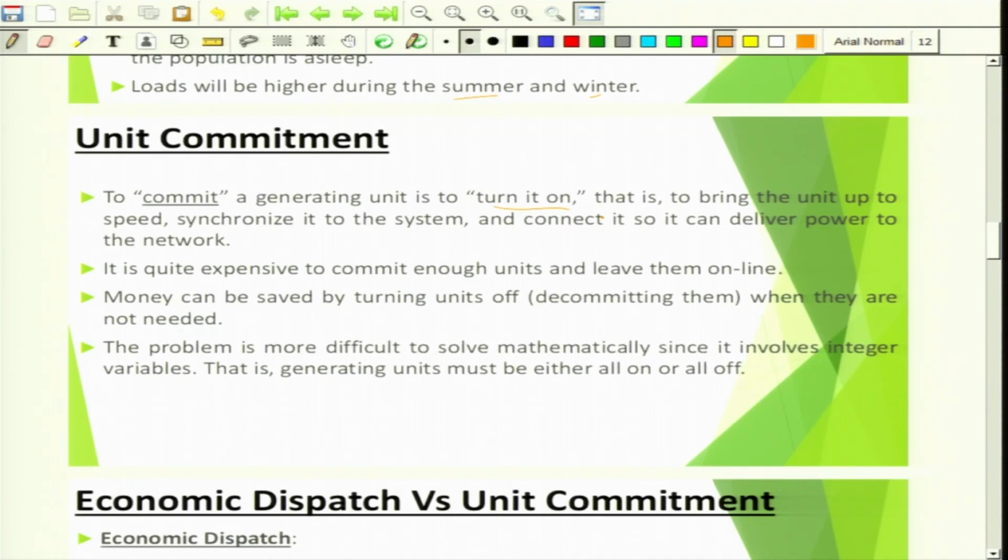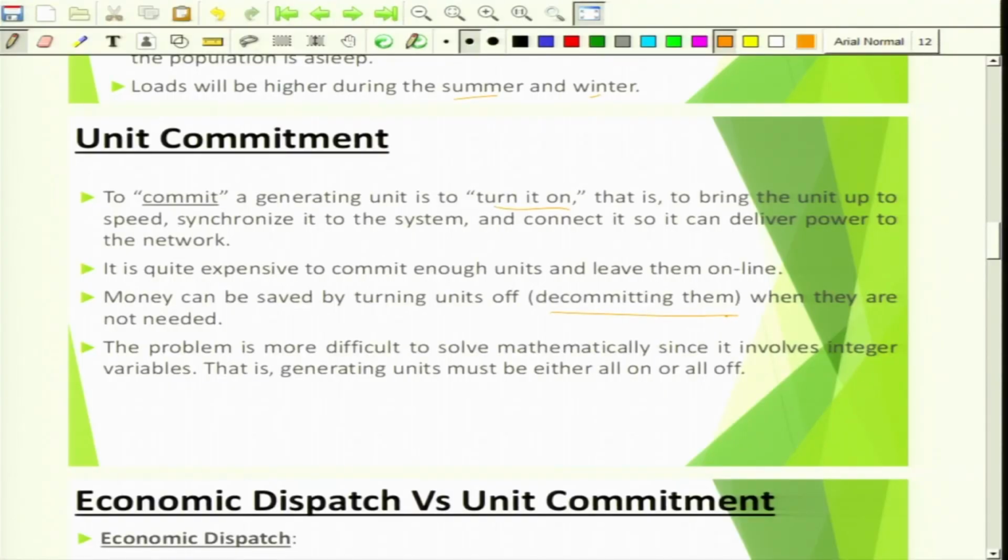It is quite expensive to commit enough units and leave them online. There are so many generators, you can commit all of them just to be on the safer side, but it will lead to economic problems. Money can be saved by turning units off, that means decommitting them when they are not needed. So you can decommit those generators which need not play an active role in meeting the load demand. The problem is more difficult to solve mathematically since it involves integer variables. Committing means what? Either 0 or 1, right? So that is the integer kind of problem, that is, generating units must be either all on or all off.